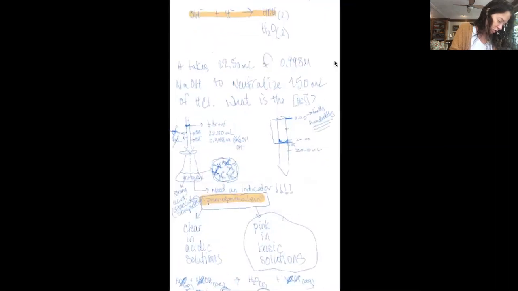It takes 22.50 milliliters of 0.998 molar hydroxide to react with 25.0 milliliters HCl, question mark, concentration. Okay, I'm going to remember that. 22.50 milliliters hydroxide. That was 0.998 molar hydroxide to react with 25.0 milliliters HCl, question mark, concentration.